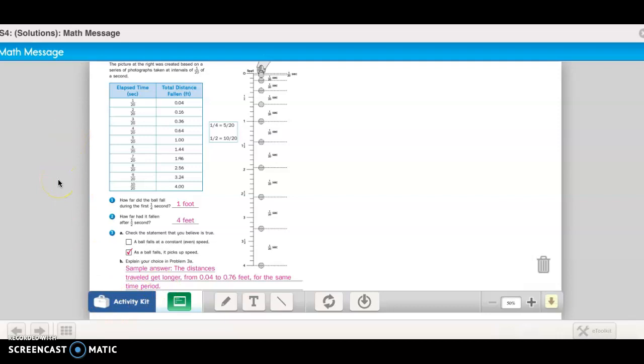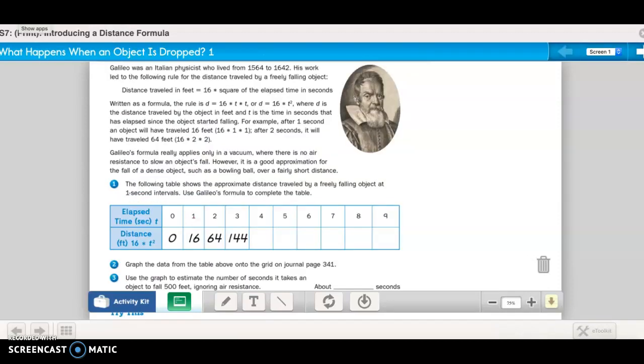What I would like you to do now is have your journal, or just turn the page to 340. I'm going to pause the recording here and actually show you something along with that page. On page 340, you'll notice our topic is what happens when an object is dropped. I'm going to read that page to you, and then I'm actually going to show you a video about some of the content in there.